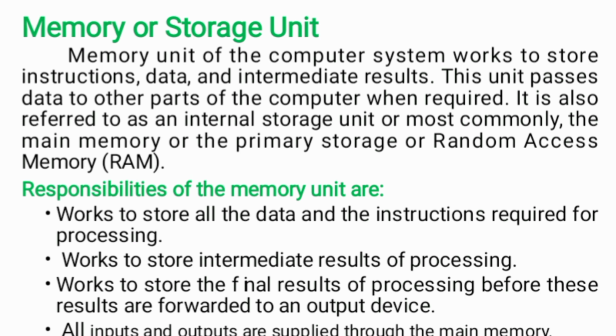Some of the responsibilities of the memory unit are: it works to store all the data and the instructions required for processing. Next, it works to store intermediate results of processing. Then it works to store the final results of processing before these results are forwarded to an output device. Then all inputs and outputs are supplied through the main memory.